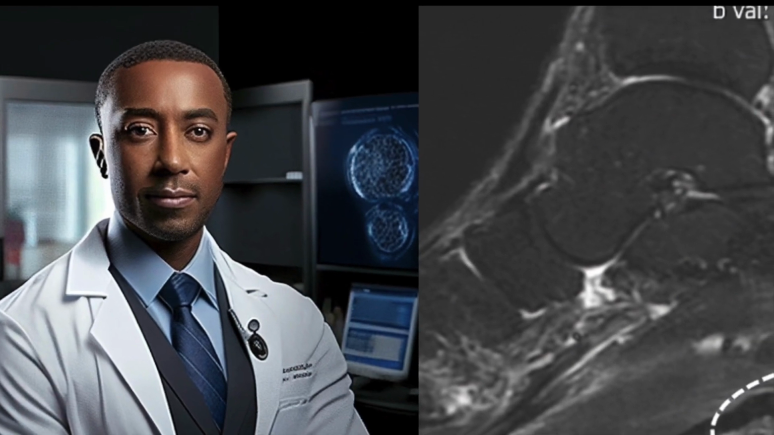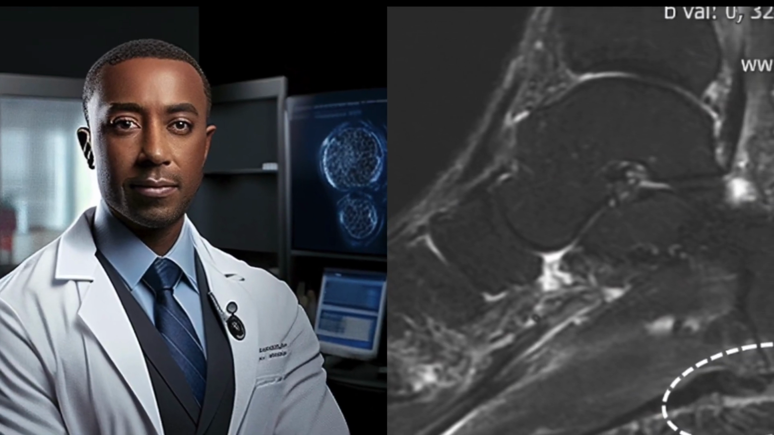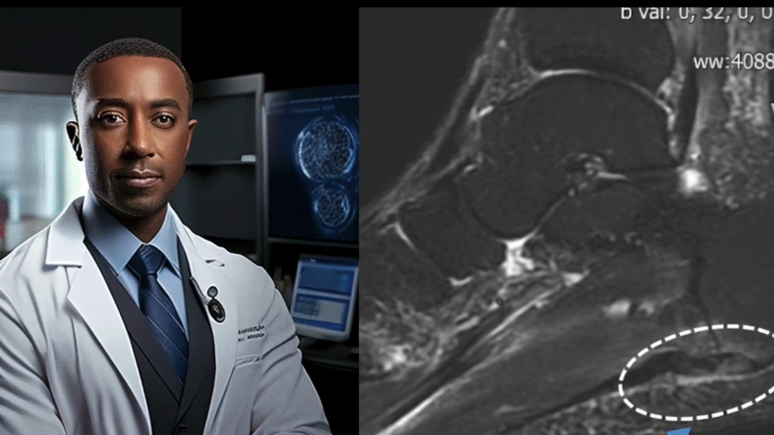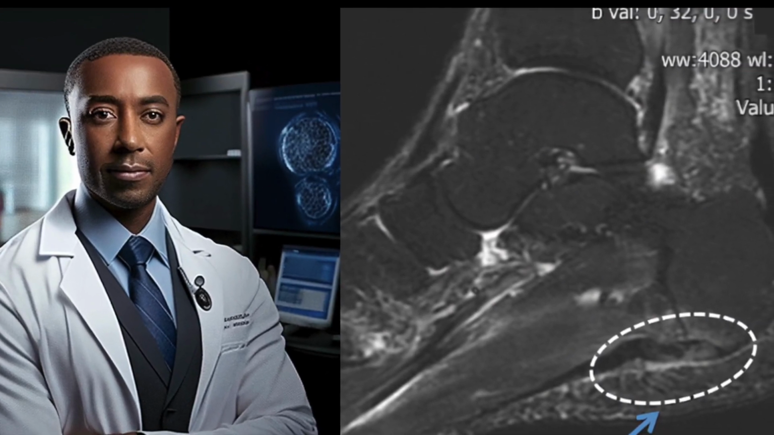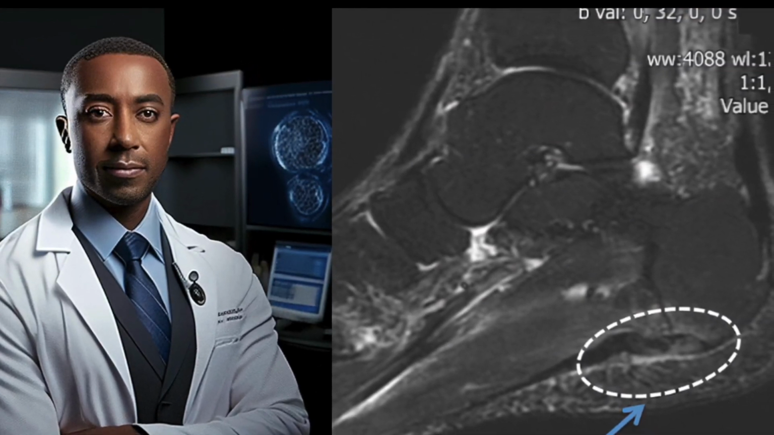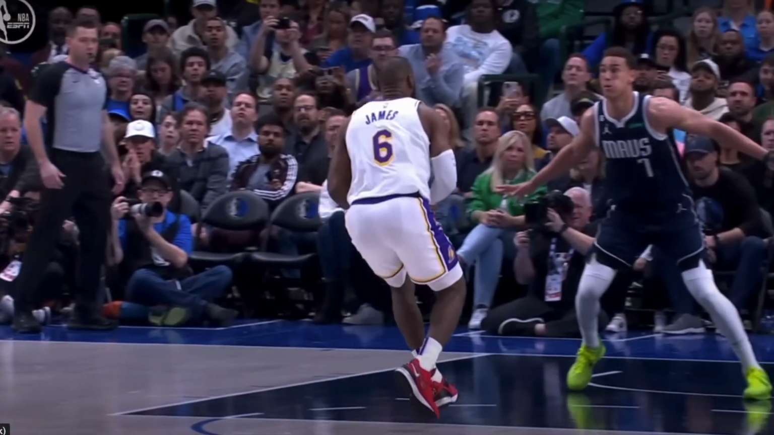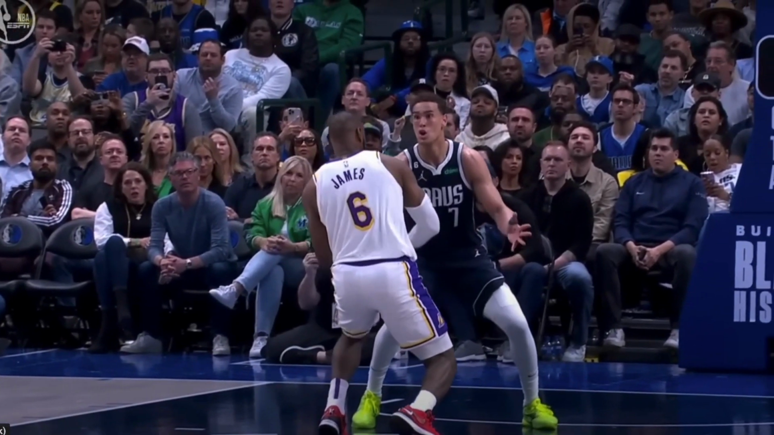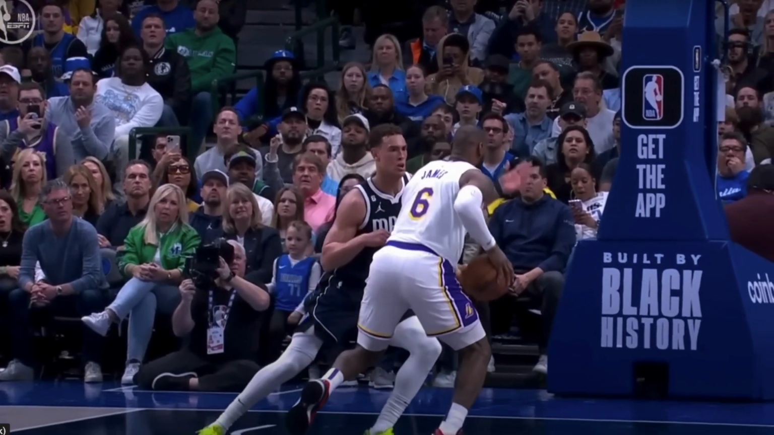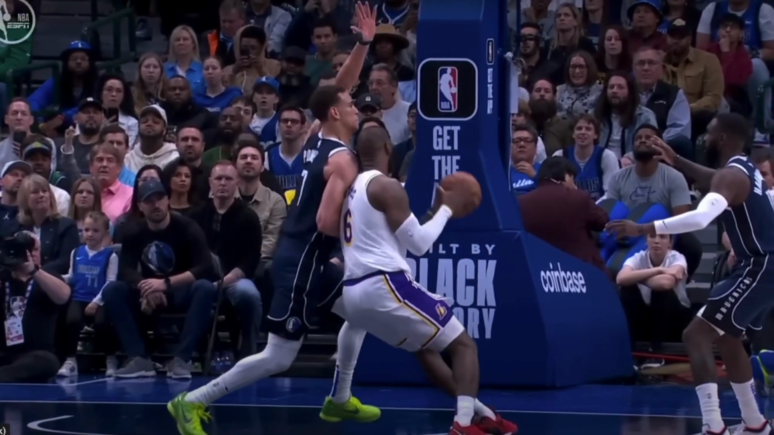As for prognosis, LeBron James with a partial plantar fascia tear can expect to return to play within 6 to 8 weeks. However, the timeline for recovery can vary based on the severity of the tear. A small tear may only require rest and rehabilitation, while a larger tear may require surgery and a longer recovery time. Additionally, how well LeBron responds to treatment will also play a role in his recovery timeline.